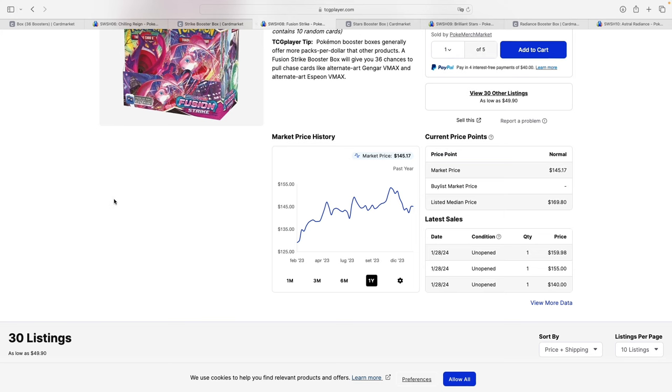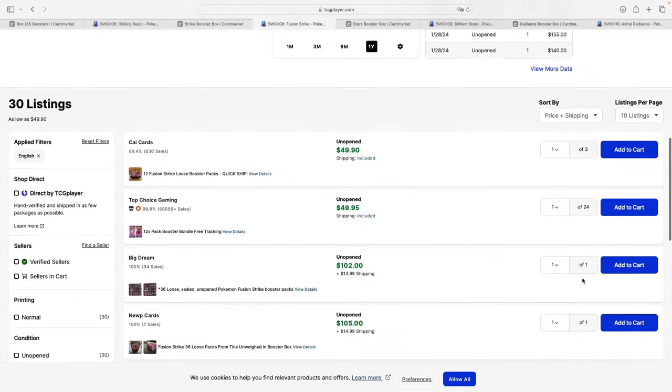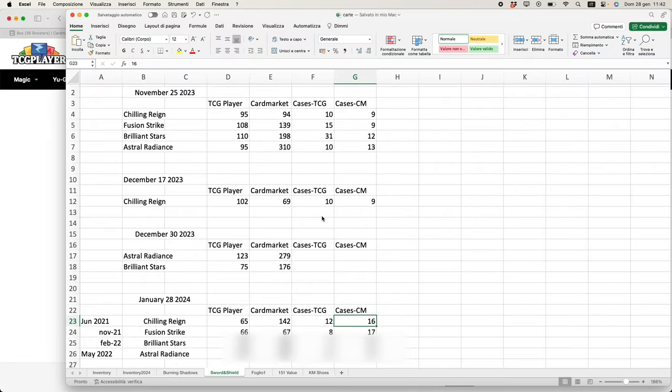Now, take a look at the American market, TCGPlayer. Here, this has sold 140. I wonder if it was loose packs or without shipping. As we are seeing here, they are selling between $160 to $150, and the lowest listed right now is $160 shipped. So let's take a look at some numbers.